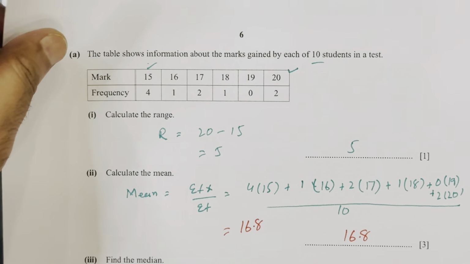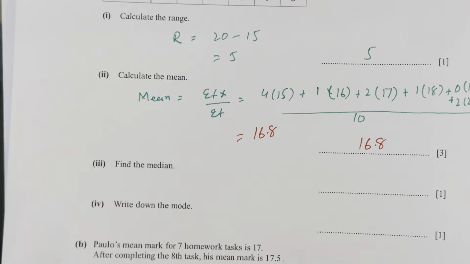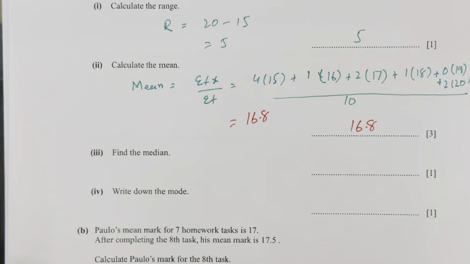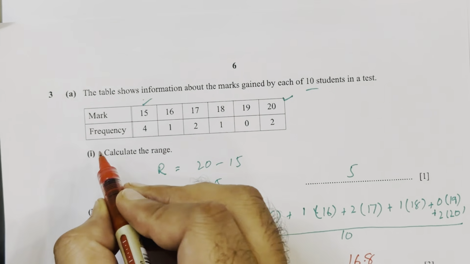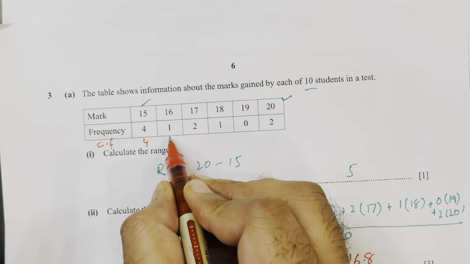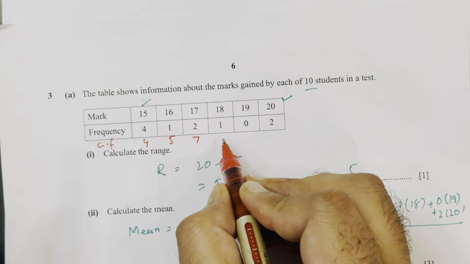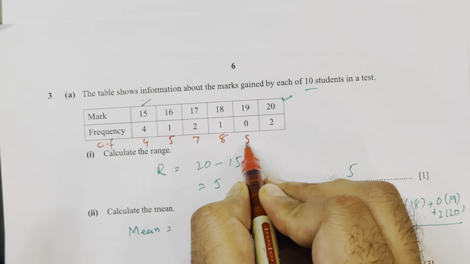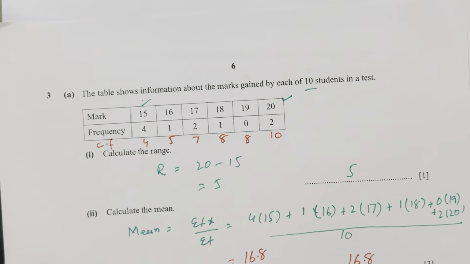So the next part is find the median. For finding the median, we have to find the cumulative frequency. Over here the cumulative frequency will be 4 plus 1, that is equal to 5, 5 plus 2, that is equal to 7, then 8, and this value is 10.